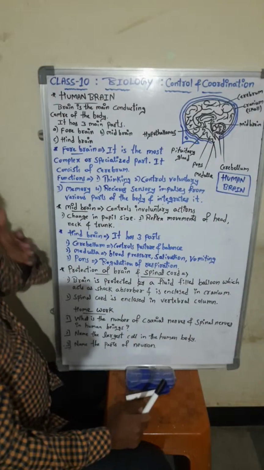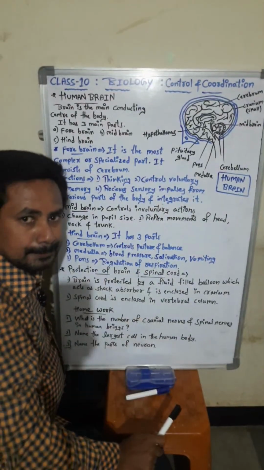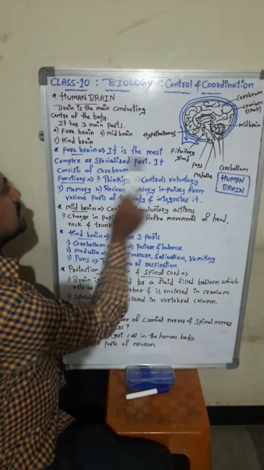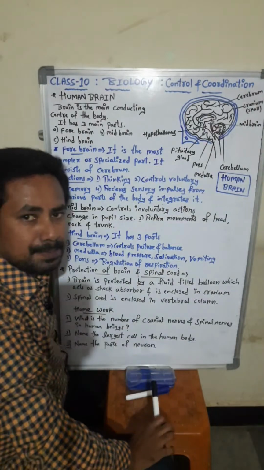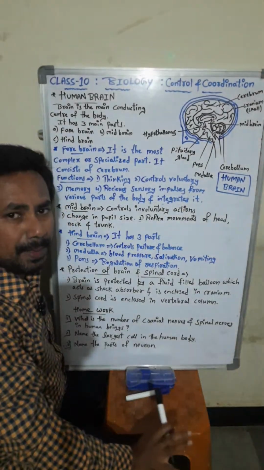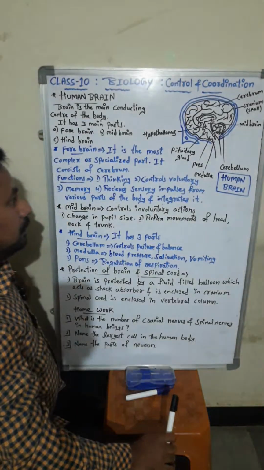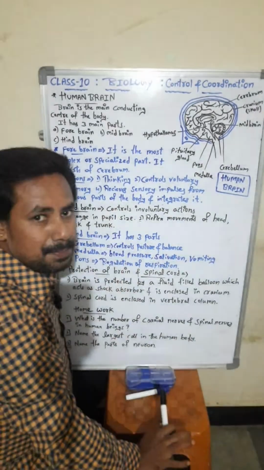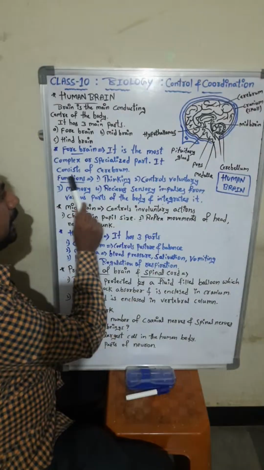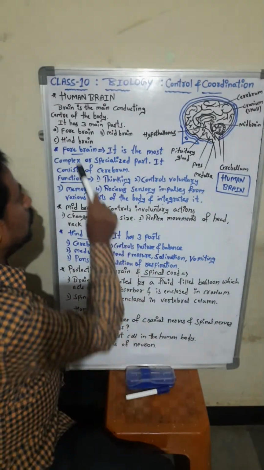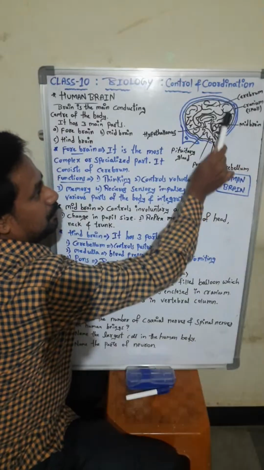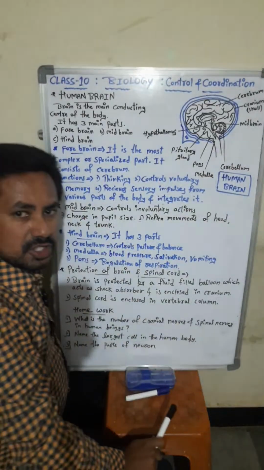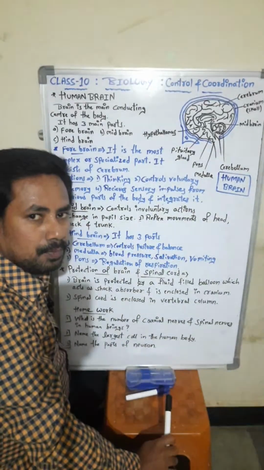So students, let us study the forebrain. Forebrain means, as I have told you, the cerebrum. It is the most complex, or specialized, part, students. Very, very complex, and complex means complicated. It is also a very special part. The forebrain consists of the cerebrum. Forebrain, cerebrum. Remember, simple. So what are the functions of the forebrain or cerebrum?